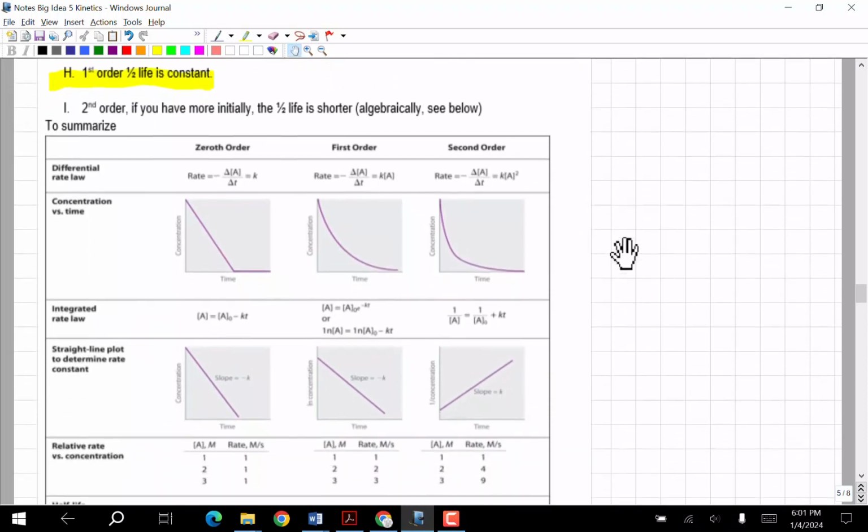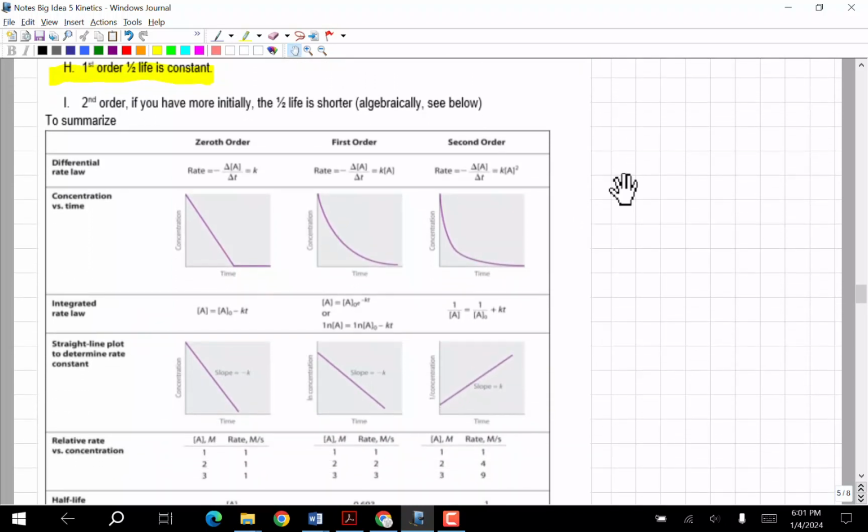So another table that does that, the differential rate law. Rate equals blah, blah, blah for 0. Notice how concentration versus time, it will go down to 0, right? Integrated rate law, another way to do it, A equals A naught minus KT. Straight line plot of concentration versus time, slope is negative K.